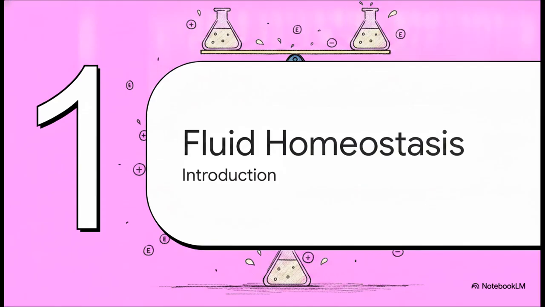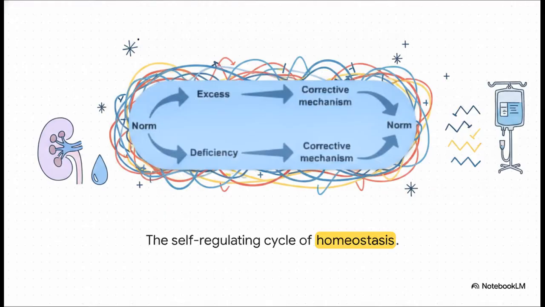We're going to start by establishing the most fundamental baseline rule of the human body. And that rule is the relentless, unending drive for balance. Your body is continuously working behind the scenes to maintain a perfectly stable internal environment. Whenever fluid or electrolyte levels deviate from normal, whether they spike into a dangerous excess or plummet into a severe deficiency, your body's corrective mechanisms immediately kick in to restore that vital balance. This self-regulating cycle is literally the bedrock of homeostasis. And our job as clinicians is to step in exactly when those natural mechanisms fail.